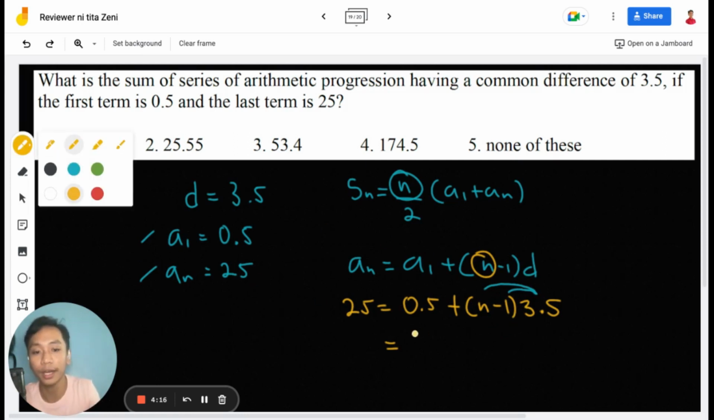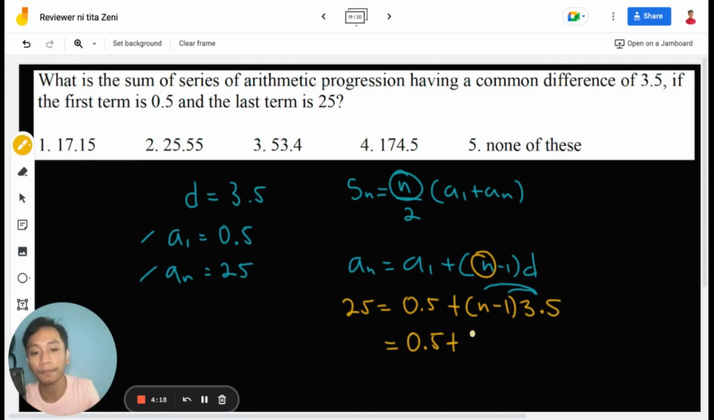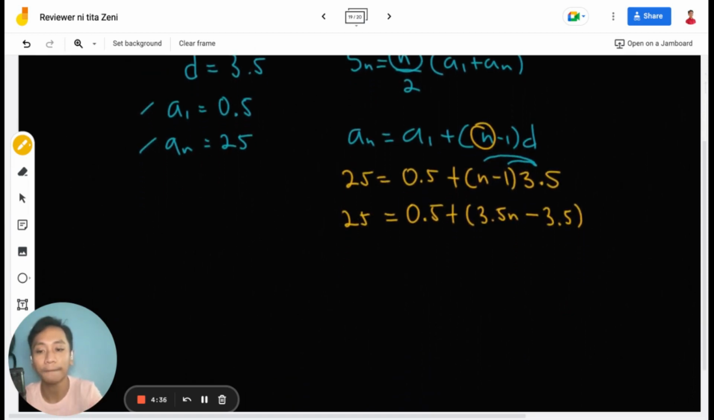And let's go ahead and do that. So, this is still 0.5. N times 3.5 is just 3.5n. Lagay mo lang. And then, 3.5 multiplied by negative 1 is just negative 3.5. And still have 25 on the other side. You can scroll this down para mas madali.